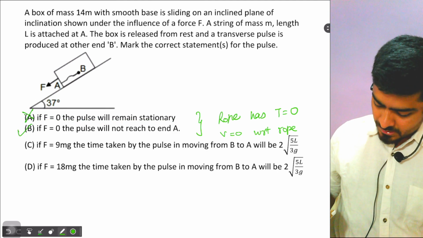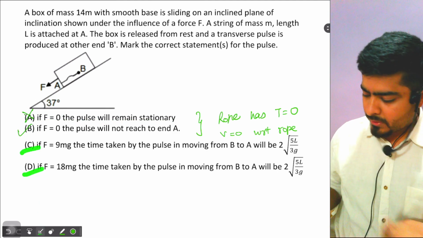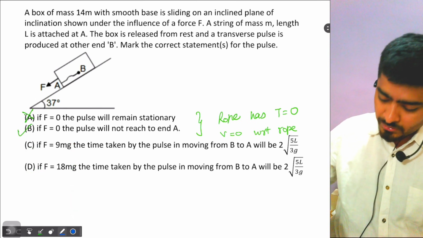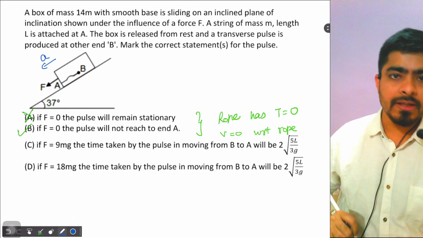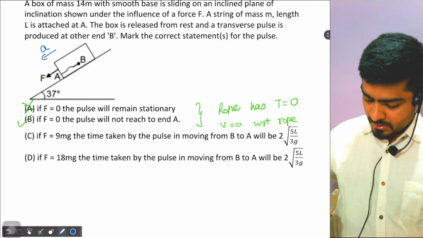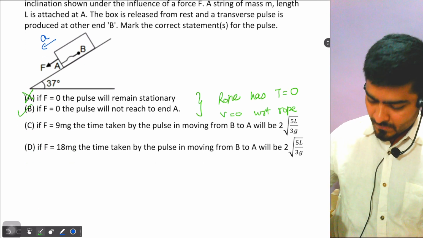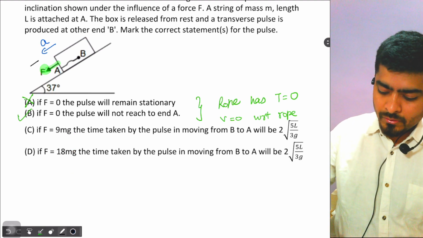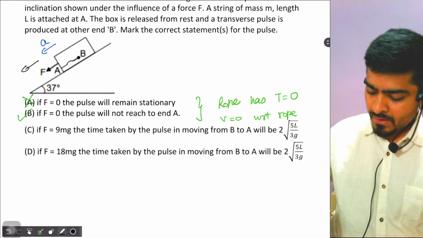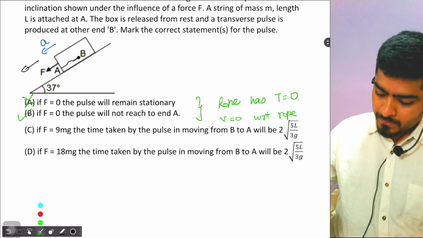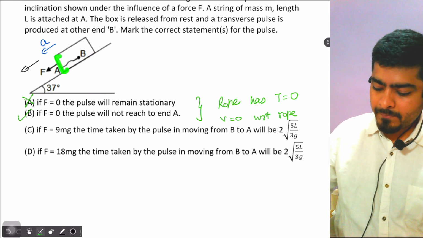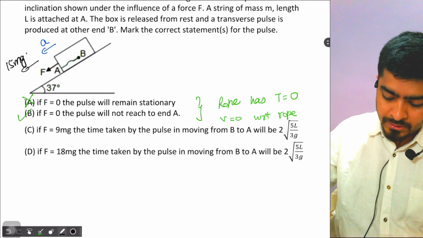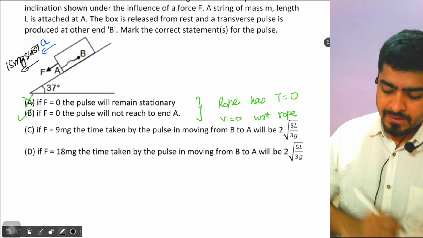Now we have to calculate for C and D. So for that we need to calculate the values first. So let's say the system has acceleration A. So how will you calculate A? We have force F acting over here, and we also have force, how much? Total mass: the box has mass 14m and the rope has mass m. So total mass will be 15m into g into sine 37.